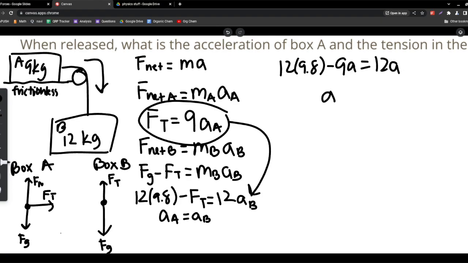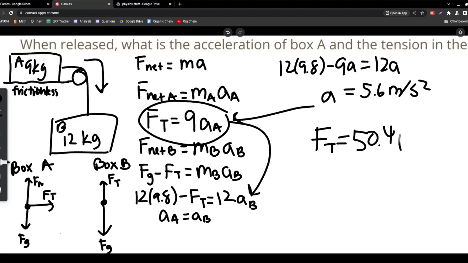And if we solve for A, we are going to get 5.6 meters per second squared. And then the tension force is going to be pretty easy, right? We just have to plug A back in that equation, and then our tension force is 50.4 newtons. And there you go. You solved pulleys.